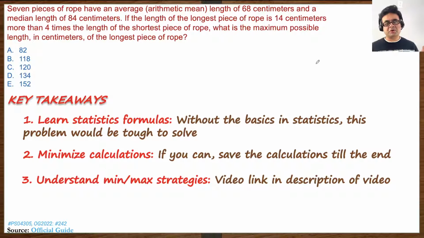And I will meanwhile talk about the takeaways, right? So it is important to learn the statistics formulas. This was not really anything beyond the basics. Think about minimizing the calculations, and one way to minimize the calculations in GMAT is not to solve them one by one and then get everything together. Keep them separated out in their factors and things like that. It becomes easier. And also understand the minimizing and maximizing strategies. They sound scary, but they are not really. There is a method to the madness around minimizing and maximizing strategies, and if you go through that video and work a few problems, you will get there in no time.